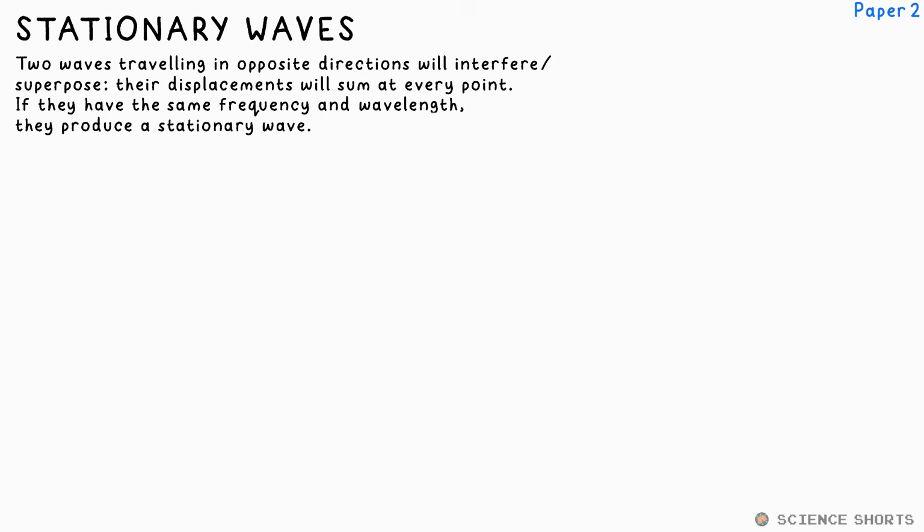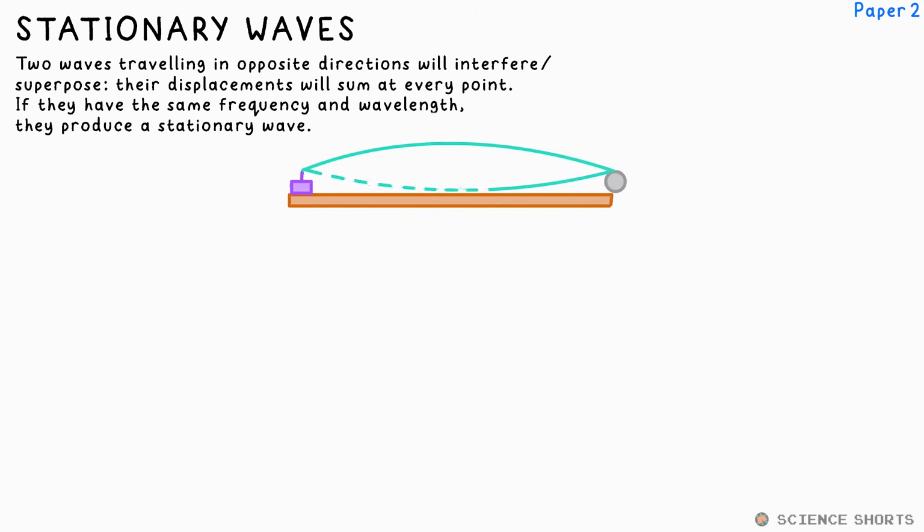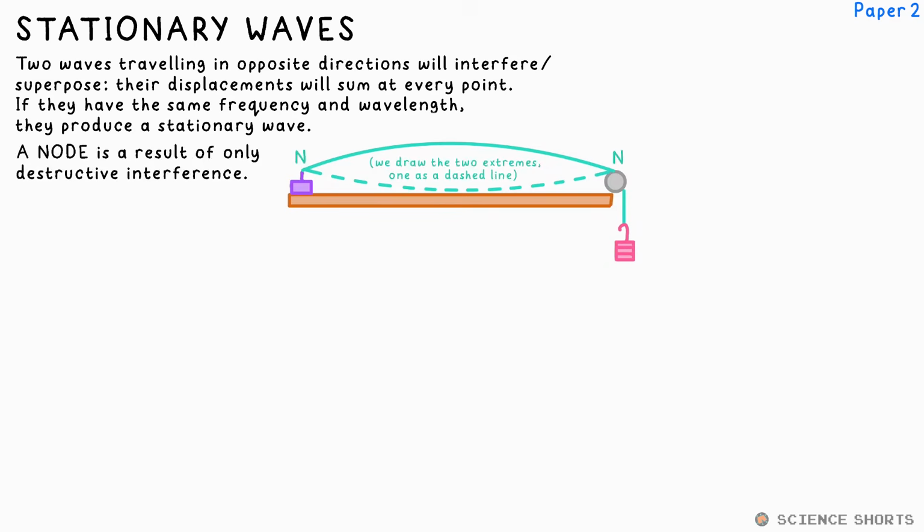When two progressive waves traveling in opposite directions meet, they undergo superpositioning. They are superposed. That means their displacements are summed at every point. So you'll no longer see the original waves, you'll just see the resultant wave of these two waves meeting. When these waves have identical frequency and wavelength, a stationary wave is formed. The point at which the resulting wave doesn't move is called a node.